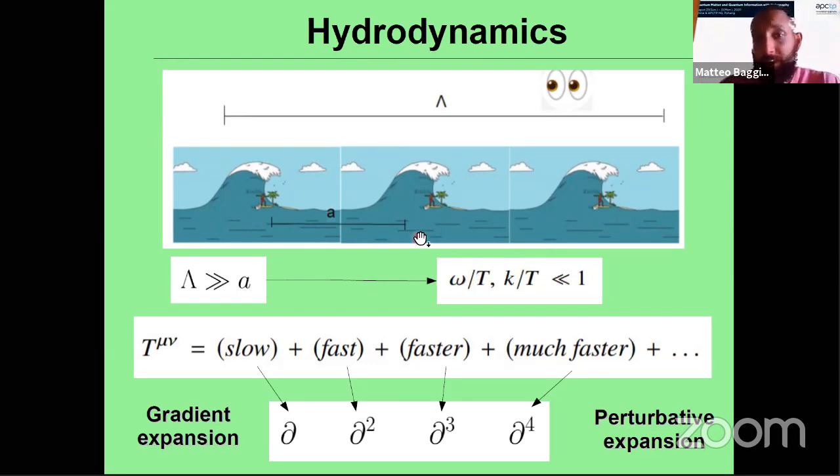This is reflected, if you like, in a gradient expansion, because every factor of frequency and momentum is nothing else than a time derivative or a spatial derivative applied to your fluctuations. So basically, when we are doing hydrodynamics, we are doing an expansion in modes which are slow and then slowly faster, and we want to keep only the leading ones. This is a perturbative expansion in derivatives, and this is basically the basics to describe fluids.